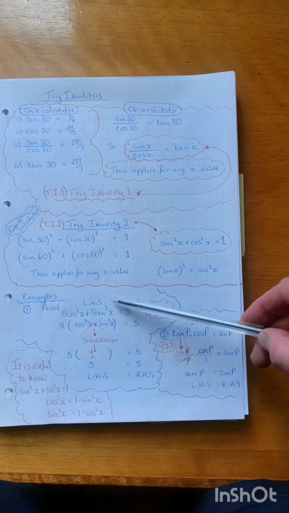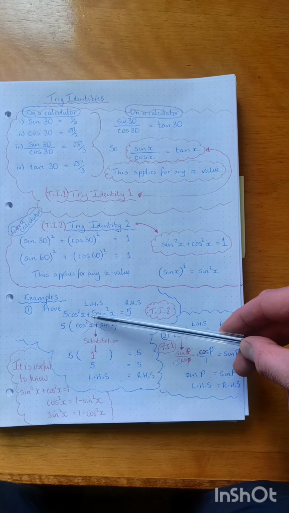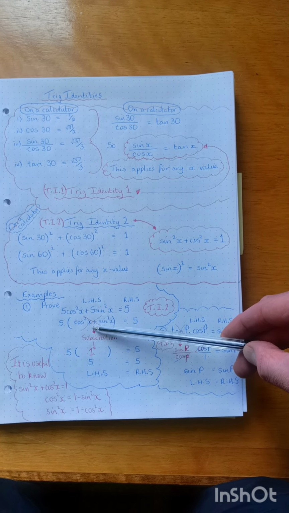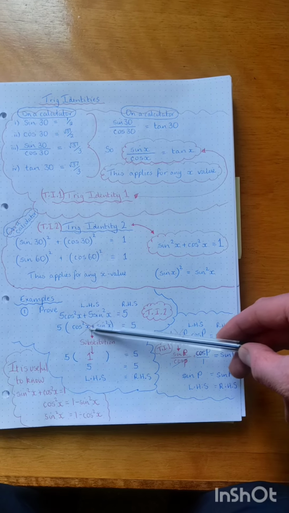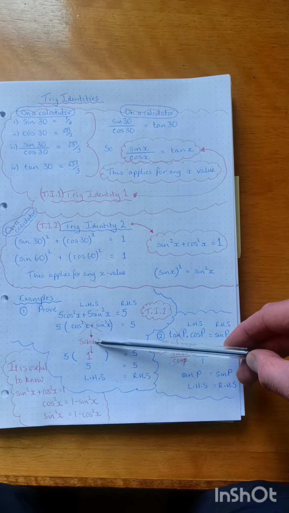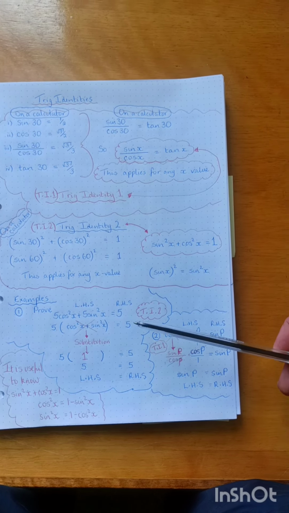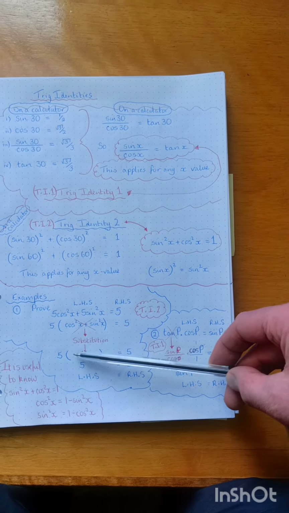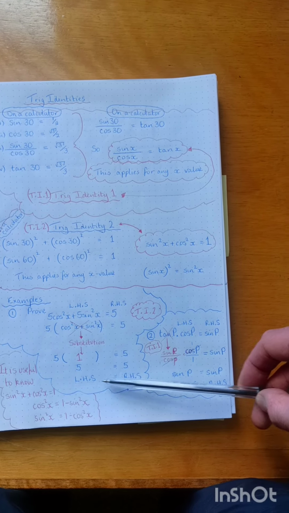The left-hand side and the right-hand side have to be equal to each other. If you notice here that we've taken 5 out as a common factor, and then we go to the substitutes bench. These guys are exhausted, so let's replace them with number 1 from our trig identity 2. If we then substitute that in, we're going to get 5 here, and that's the left-hand side is equal to the right-hand side.